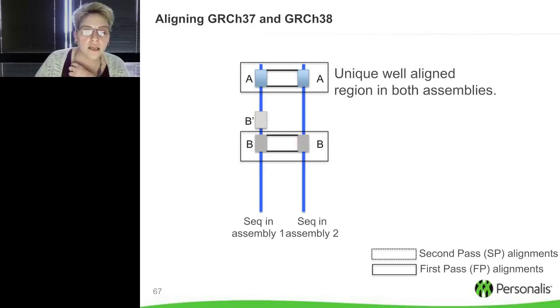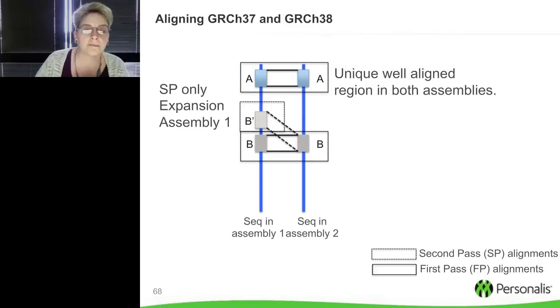These are cases where you get essentially a reciprocal best hit. So this is a relatively unique region in the two assemblies. This would be considered a reciprocal best hit. We then go back and look for regions that are unaligned in each assembly to see if we can find a good alignment. In this case, where we see a repeat that is expanded in assembly one that's not represented in assembly two, we can recover this alignment.